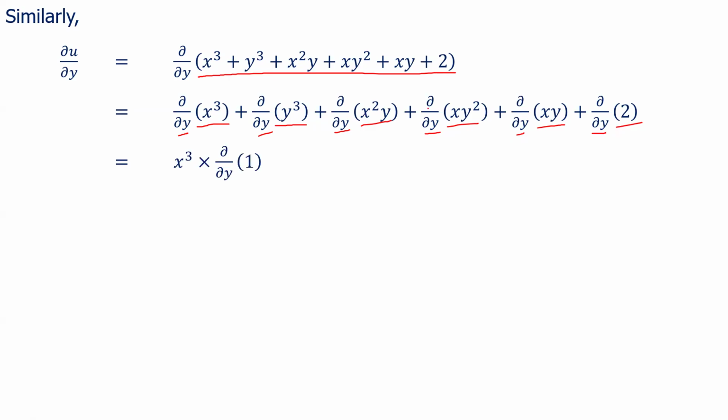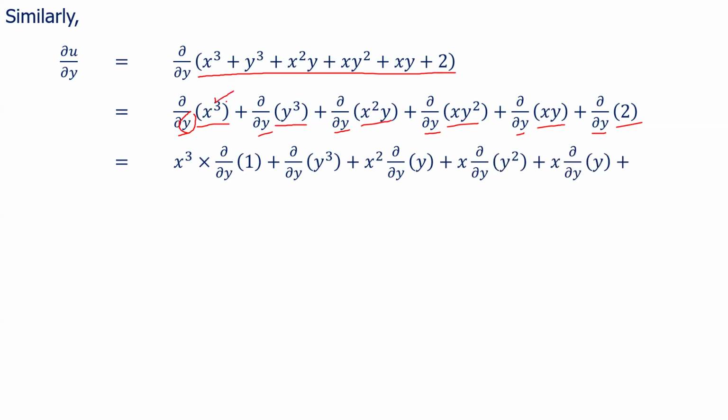Now, here, since we want to find out the partial derivative of x cube with respect to y, we consider x as independent, or a constant, so we can take x cube outside, and the partial derivative of 1. This can be written as it is. Here we can take x square outside. Here we can take x outside. Here we can take x outside again. And 2 we can write down as it is.